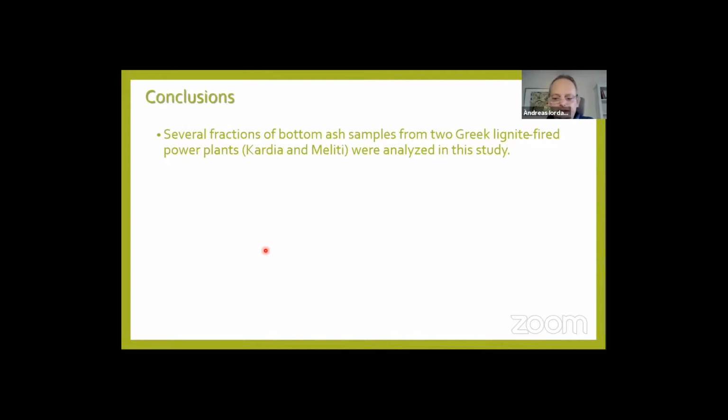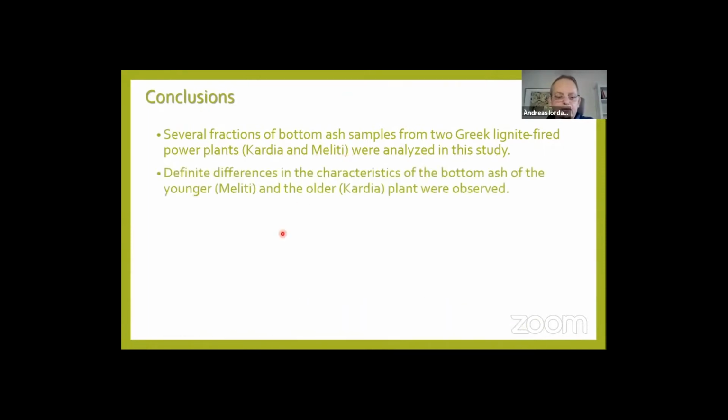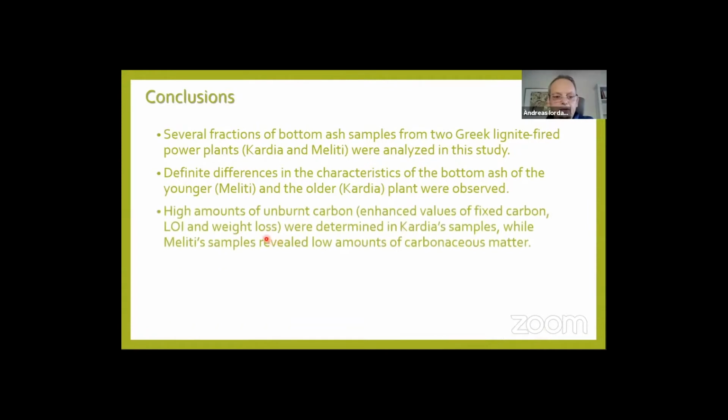This is Kardia and Meliti power plants, and we analyzed these fractions, and we found definite differences in the characteristics of the bottom-mass between the younger, which is the Meliti, and the older, which is Kardia power plants. And we can say that we found high amounts of unburned carbon, and this is because we have high values of fixed carbon, high values of LOI and weight loss, and this is for the Kardia samples, for the old one, while the Meliti samples reveal low amounts of carbonaceous matter.